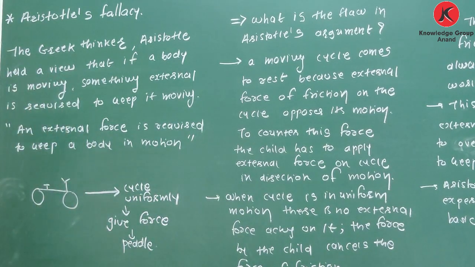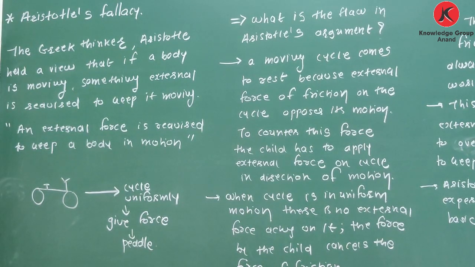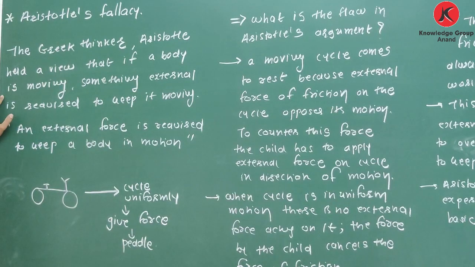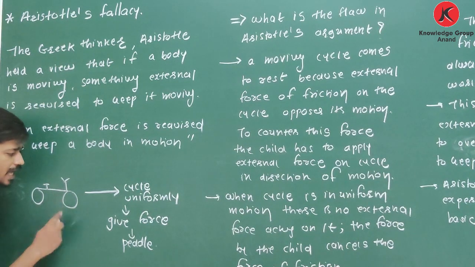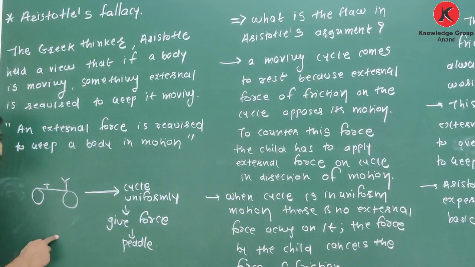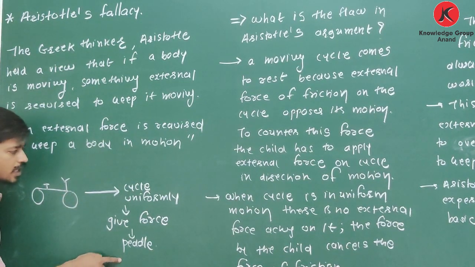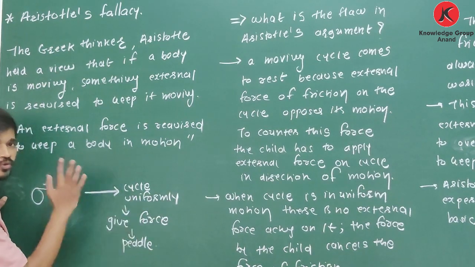We will check this. First of all, Aristotle's fallacy. What is the argument given by Aristotle? The Greek thinker Aristotle held a view that if a body is moving, something external is required to keep it moving. An external force is required to keep a body in motion. Means I want to move this cycle uniformly, then I have to give force. I have to apply the pedal. Pedals are required to move that cycle.